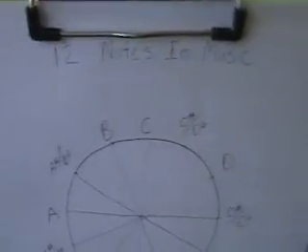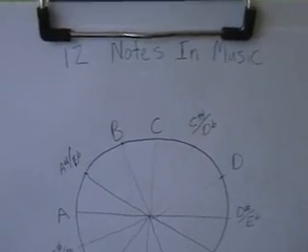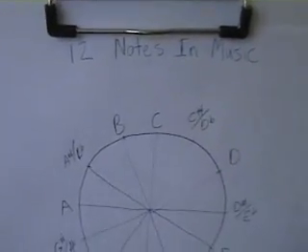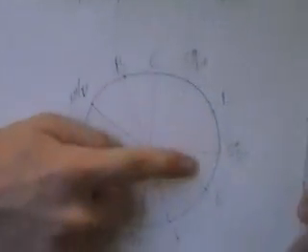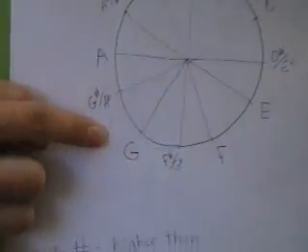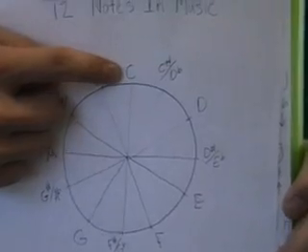Alright, I'm going to show you how to find every single note on your guitar. There's 7 notes in music. You have C, D, E, F, G. Once you get to G, you start over at A, B, and C, all the way back to C.